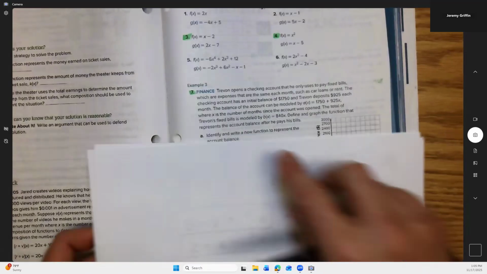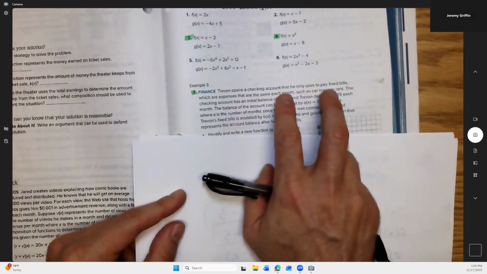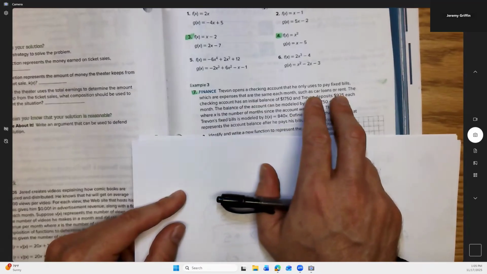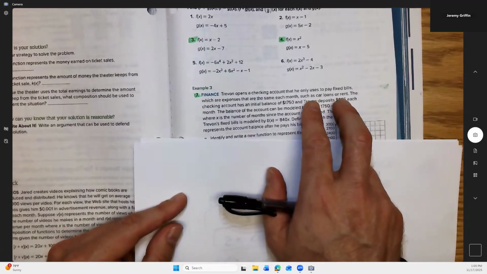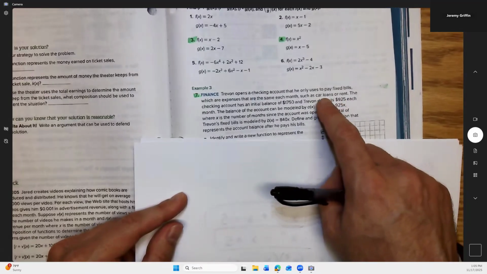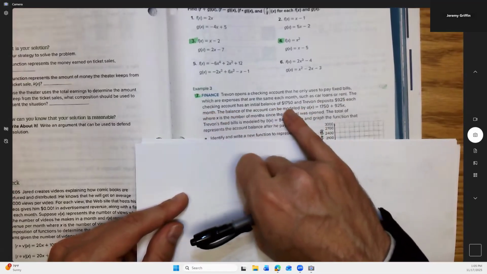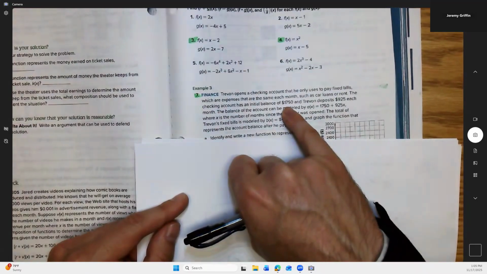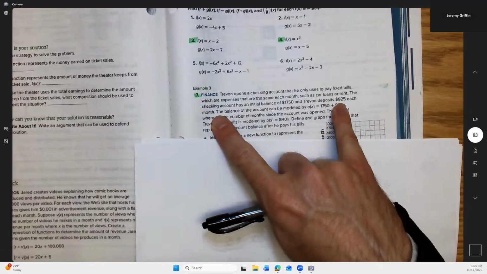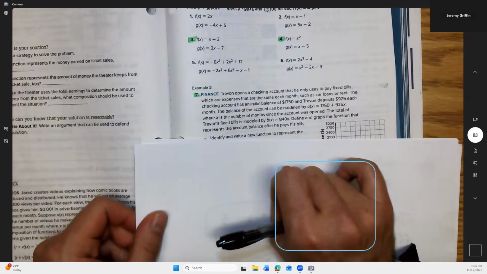Number 7, finance. Trayvon opens a checking account that he only uses to pay fixed bills, which are expenses that are the same each month, such as car loans or rent. So he's got this checking account. He's going to pay for the rent on maybe his apartment every month and his car loan every month. So money is leaving the account. The checking account has an initial balance of $1,750. And he is depositing $925 each month because maybe he's working a job and putting some money into the account at the same time his bills are being pulled out of the account. Well, this is going to be a subtraction, isn't it?